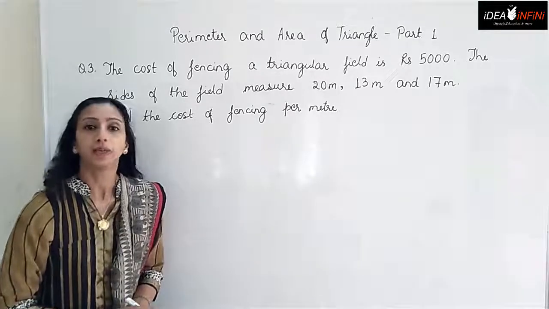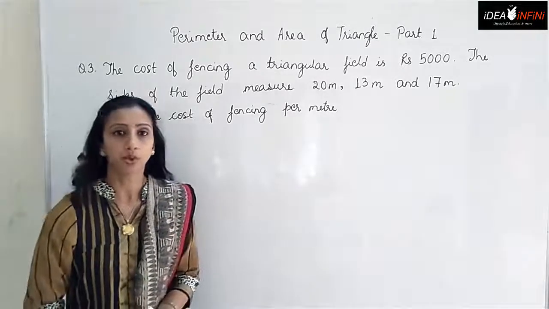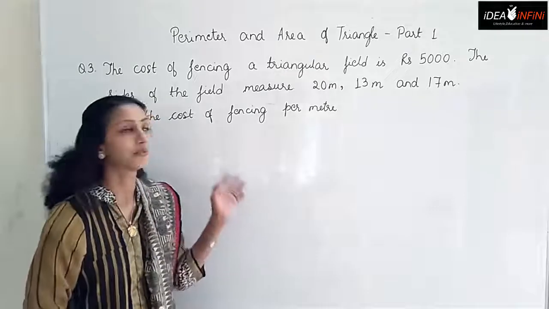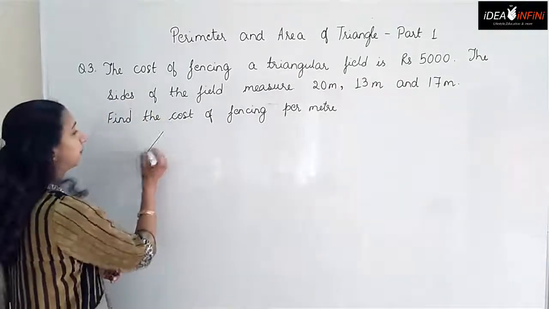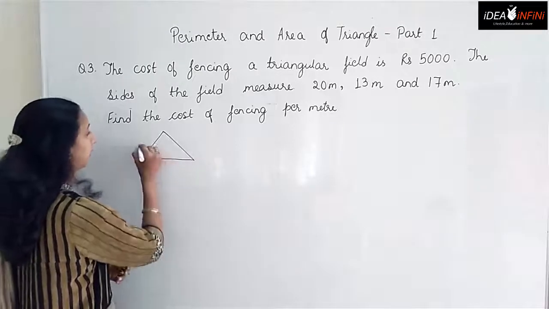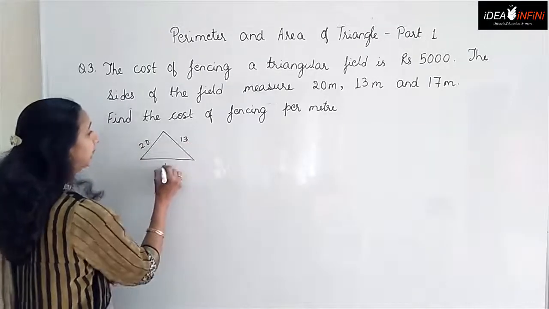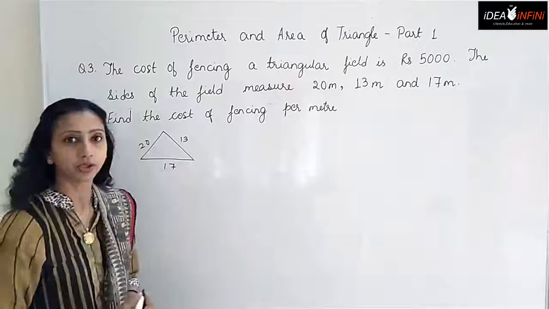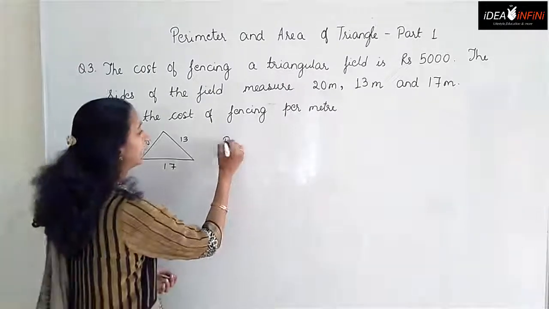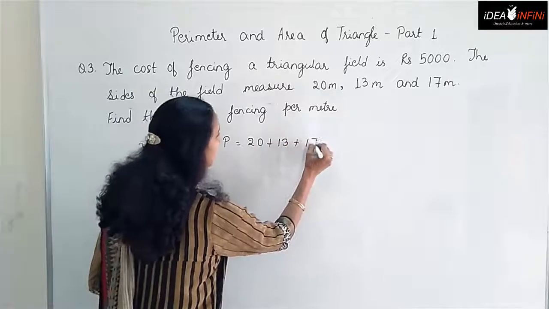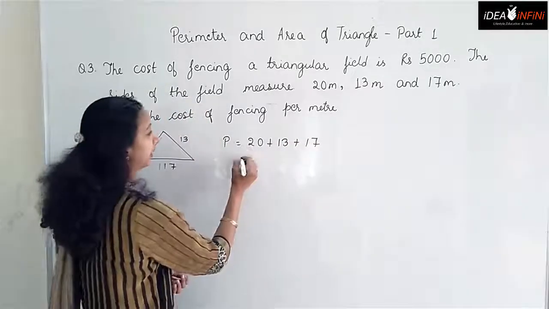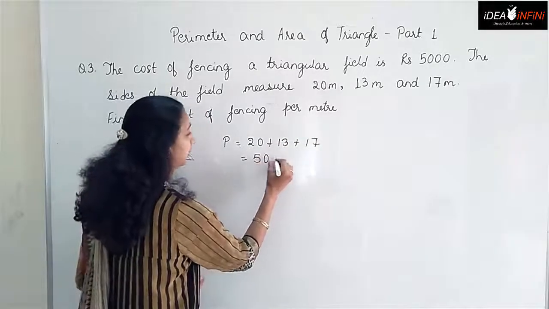In the earlier part, we were given the per meter cost of the fence, but now we have to find the per meter cost. First of all, we make a rough figure with 20, 13 and 17. These are the sides of the field. So the perimeter will be the sum of all these three. So it will be 17 plus 13 is 30, 30 plus 20 is 50 meters.